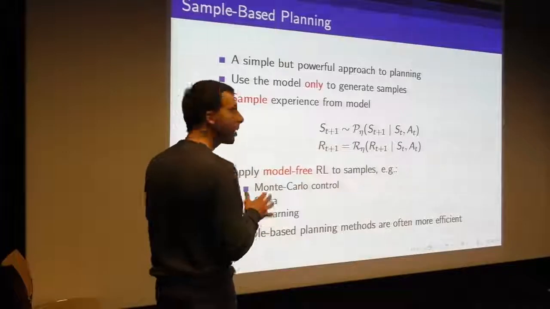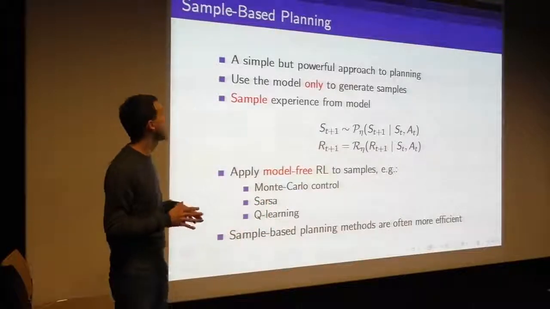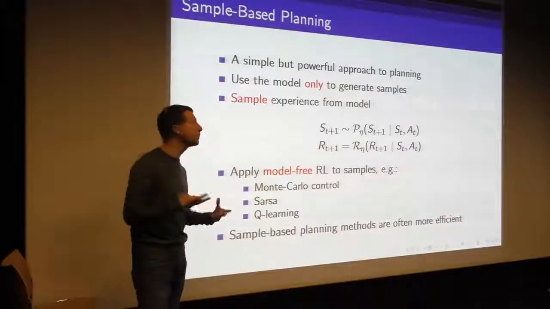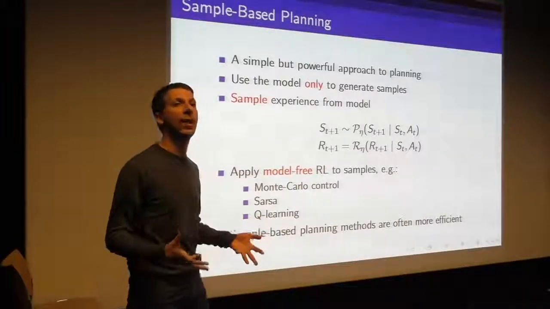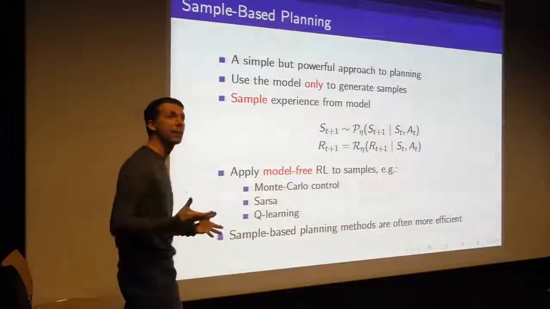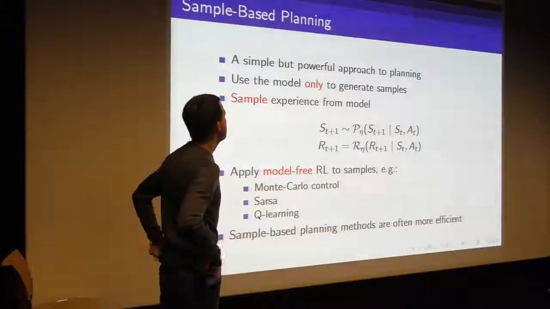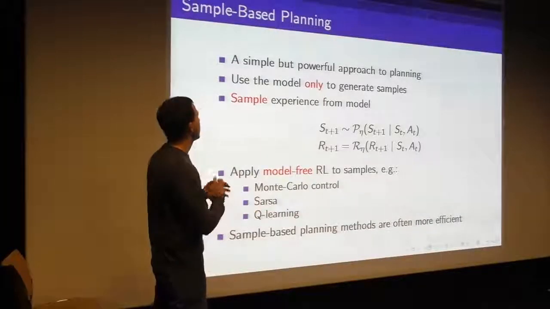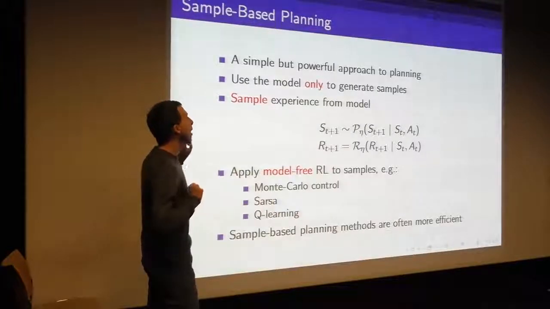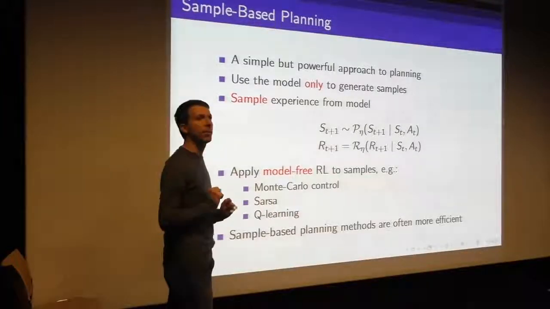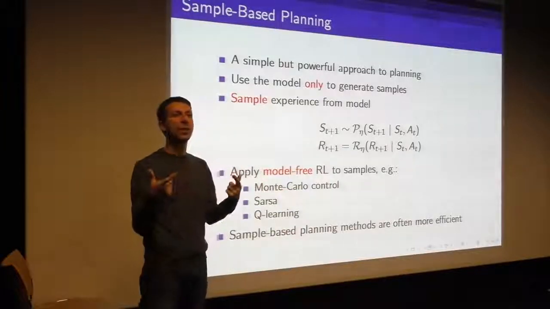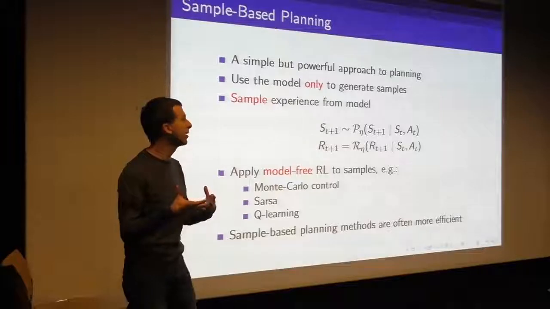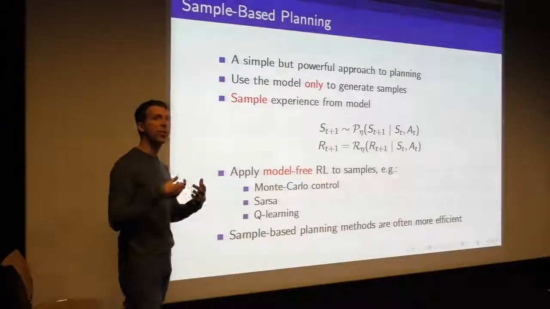The method I'm going to talk most about in this lecture is what we call sample-based planning, which in some sense is the simplest possible way to plan, but it also turns out to be perhaps the most powerful way to plan. Certainly the empirical results support that, at least in complicated domains. The idea is to only use the model to generate samples. Unlike dynamic programming, where you look at the probabilities of transitions and integrate over those probabilities, we're just going to use the model to generate samples.